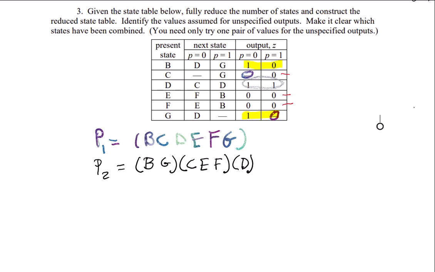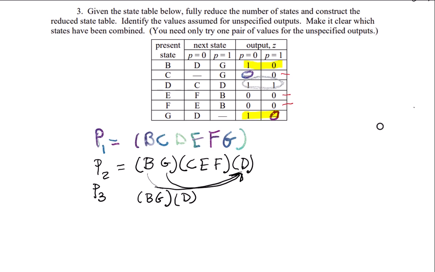Now we want to look at the 0 successors. B, its 0 successor is D. So let's draw on a little arrow. And G, its 0 successor is also D. Okay, so the 0 successors are the same. D, of course, is going to be all by itself.